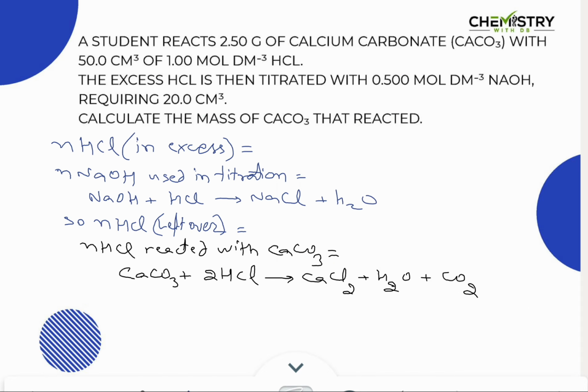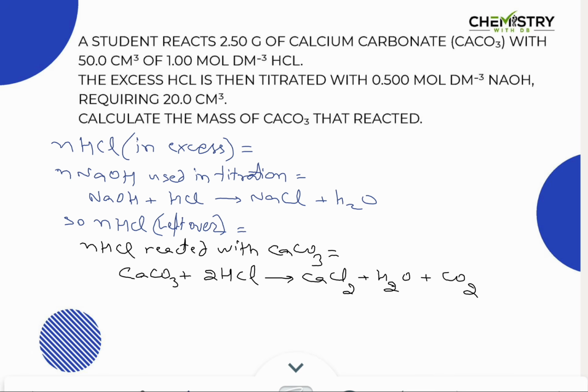So now let's take an actual numerical example wherein we reacted calcium carbonate with excess hydrochloric acid. Whatever HCl was left out, we titrated with alkali, and we have to find the mass of calcium carbonate which reacted.